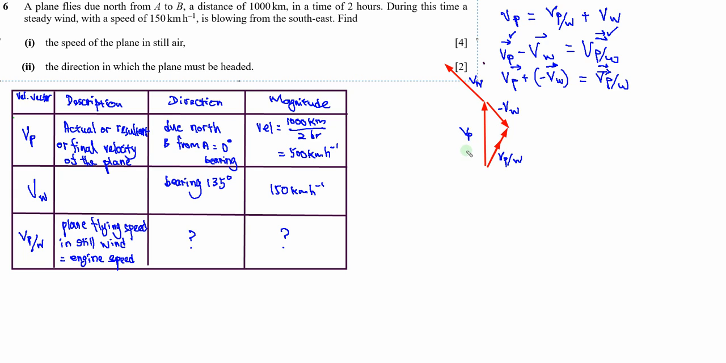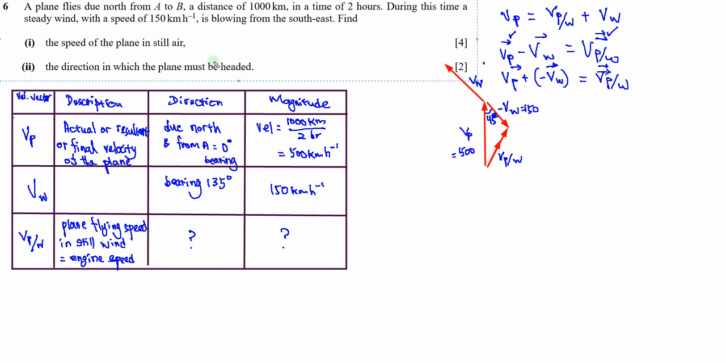Now VP is 500, VW is 150. Okay, since the wind is from the southeast, this must be 45 degrees. So with this triangle, we are able to find whatever we need.